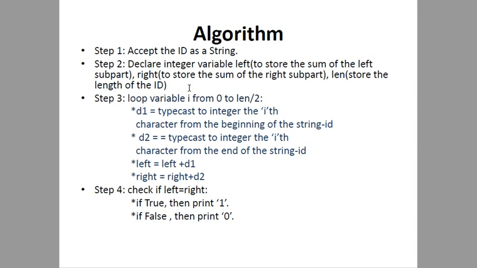So this will go on till the end of the loop. Now at the end, check if left is equal to right. If it is equal to right, then the string is valid, so then print 1. If left is not equal to right, then print 0 since it's invalid.